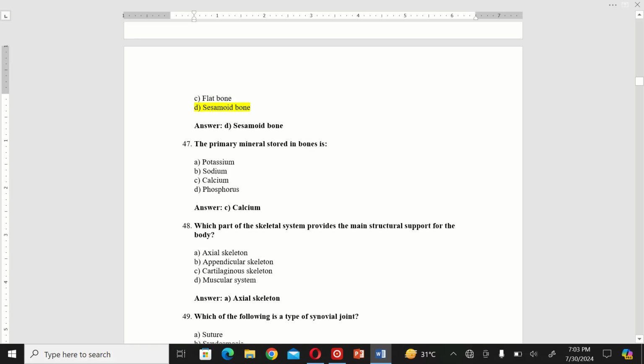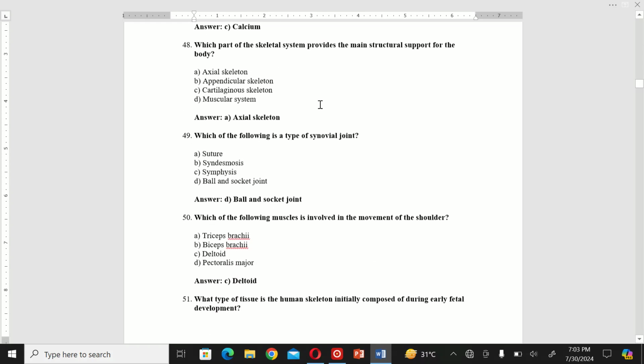The next MCQ is the primary mineral stored in bones is A. Potassium, B. Sodium, C. Calcium, D. Phosphorus. So the correct option is C. Calcium.